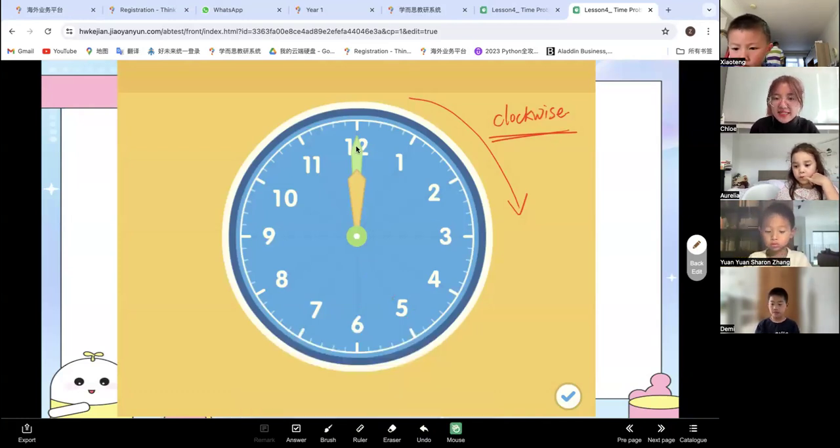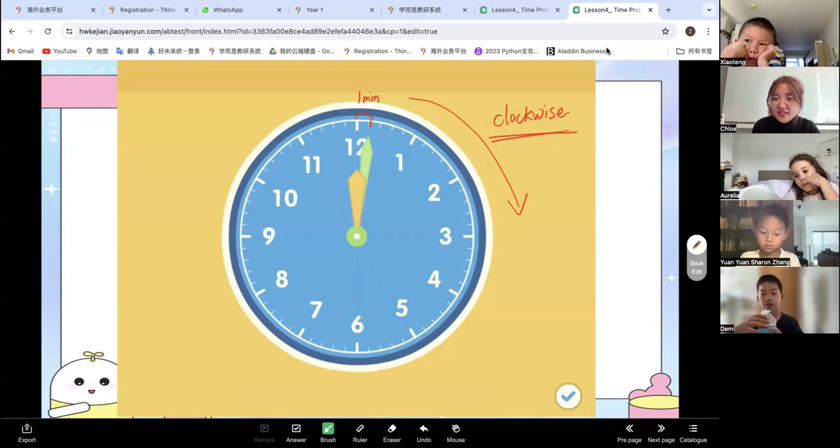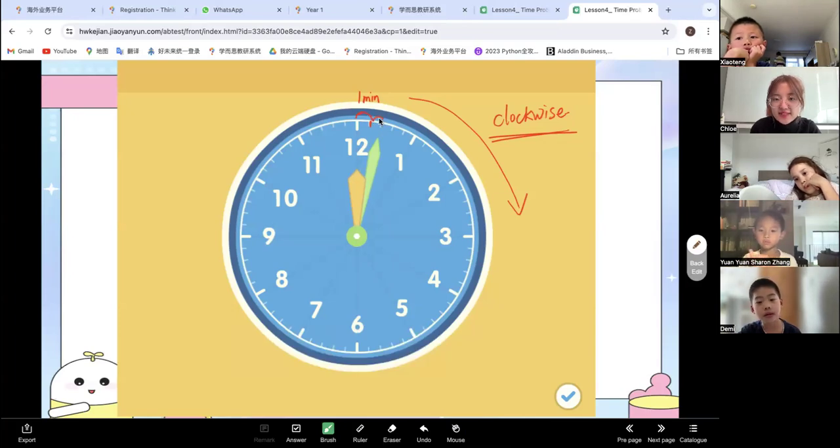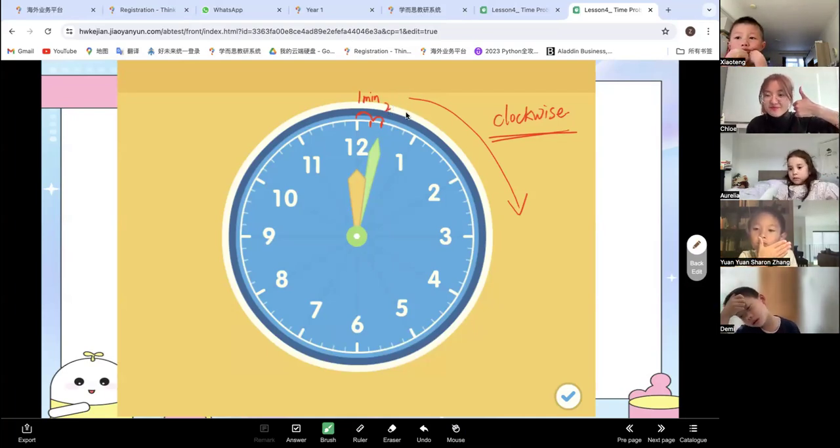So when the minute hand travels here, can you see? Here is a little line, the shorter line. Then this will represent 1 minute. Okay, everyone, if it continues to travel, and then the longer hand will travel here. So now, everyone, 1 minute, 2 minutes. So this shorter line will represent 2 minutes. Can you follow me? Make sense?